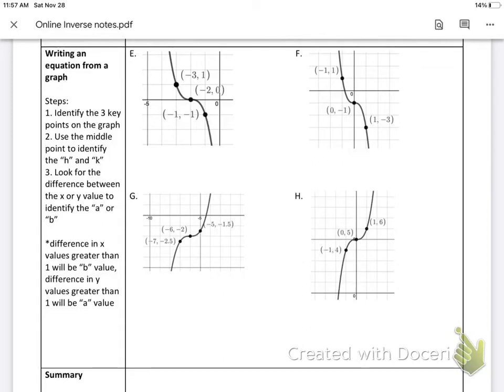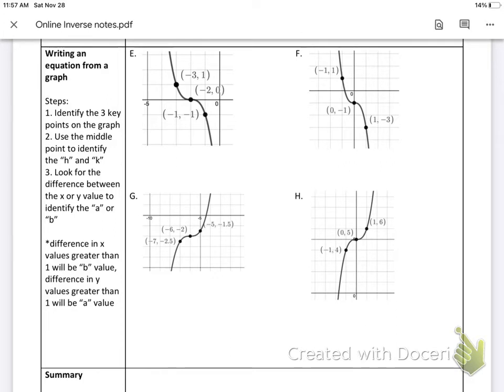Hey guys, so we are going to be continuing our last note page in this video, and specifically we're going to be focusing on these four graphs, and we're going to be learning how to write an equation of a graph, because I know that you've been waiting for this your whole life. How can I write an equation of a graph?